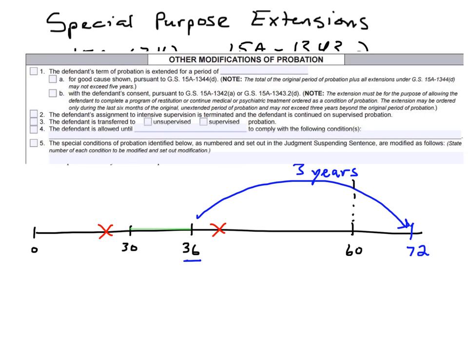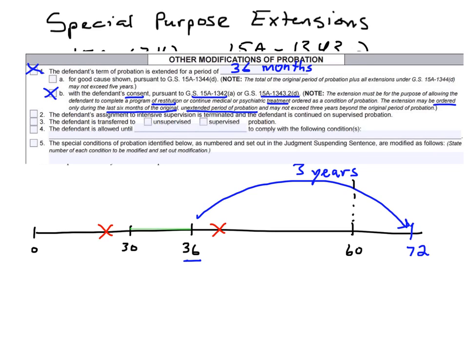And as far as how that would get recorded on the judgment form, on the modification order, you can see again, the defendant's term of probation is extended for a period of, let's say, 36 months from our example. And this time, though, we would check B with the defendant's consent pursuant to the special purpose extension statutes. And you can see the explanatory note here shows that this must be for restitution or treatment. It also notes that it can only be ordered during the last 6 months of the original unextended period of probation and can't extend 3 years beyond that original period.